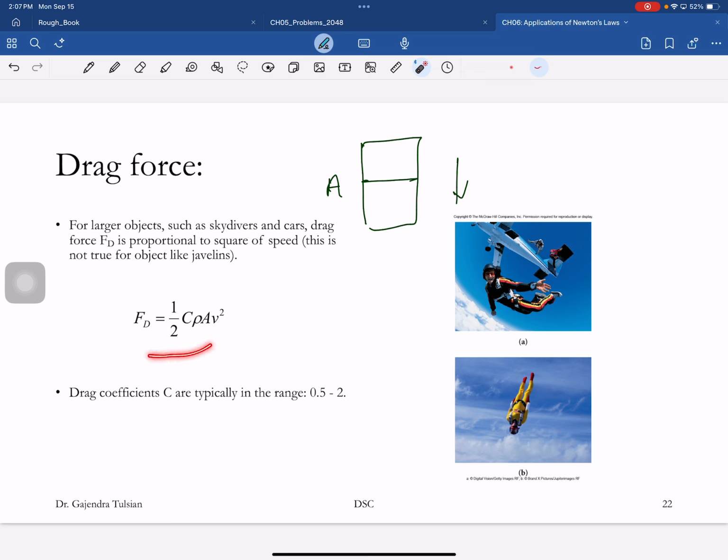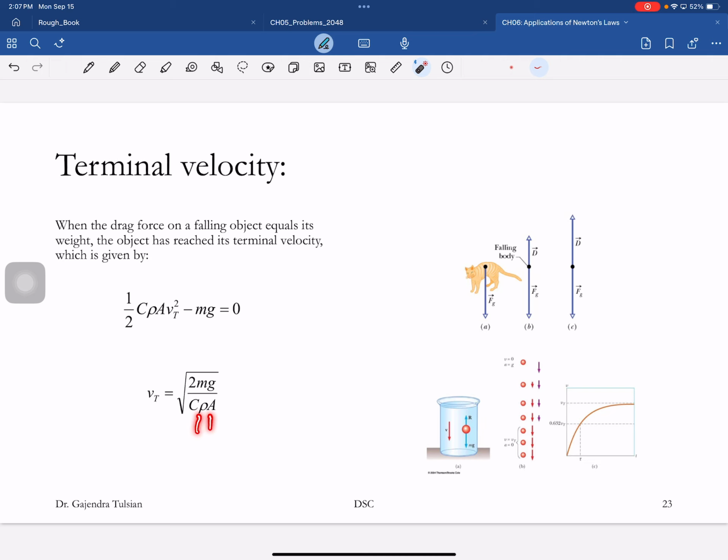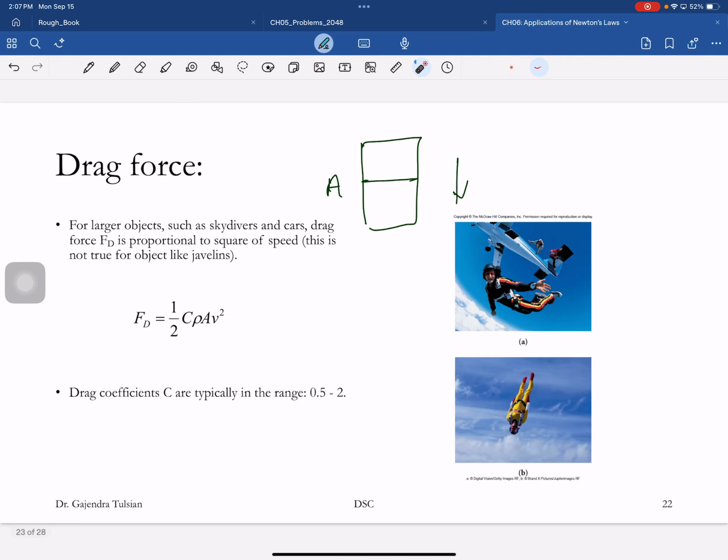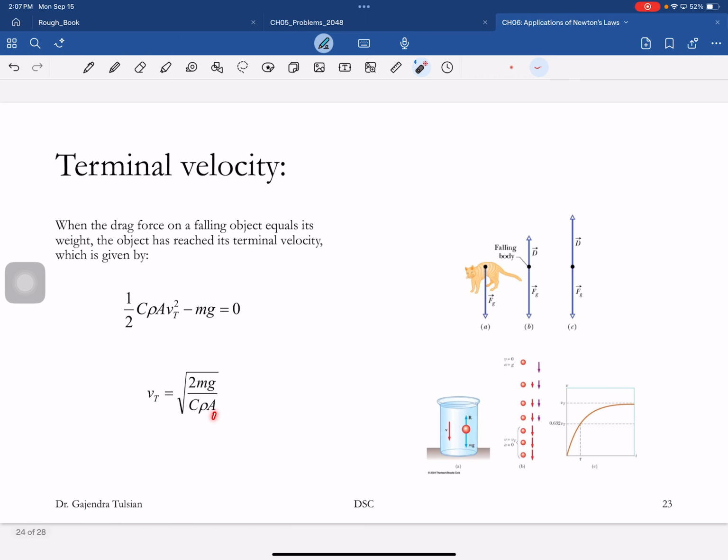All right, so there's the drag force. When you have reached terminal velocity, the drag force is equal to the weight. And so here's the formula for the terminal velocity. The terminal velocity is the square root of 2mg over the drag coefficient times the density of the fluid in which you're falling times the area of cross section. So you see the terminal velocity for this guy is smaller than the terminal velocity for this guy. Why is that? It's the same guy. Yeah, this area is larger in that configuration.